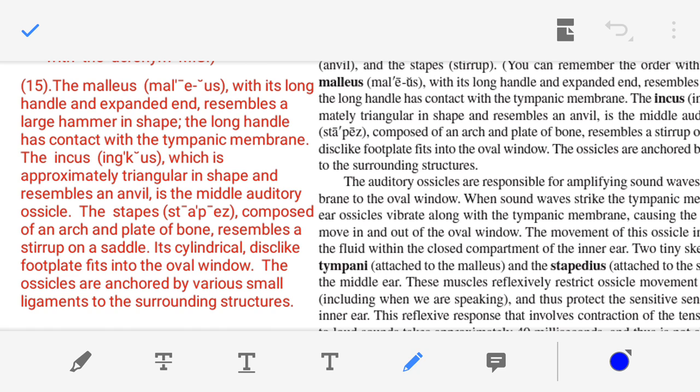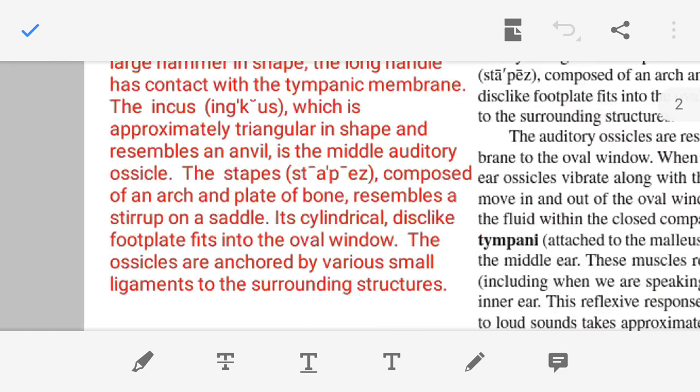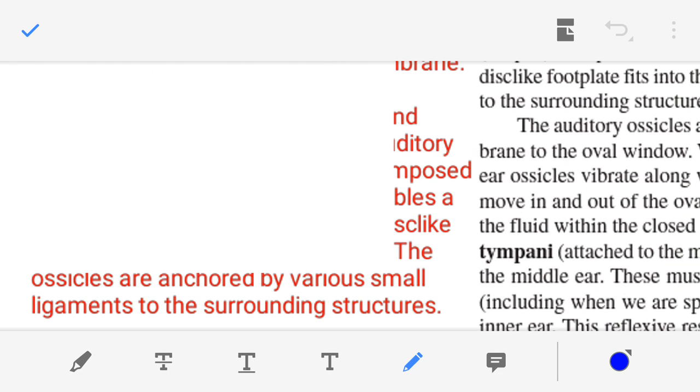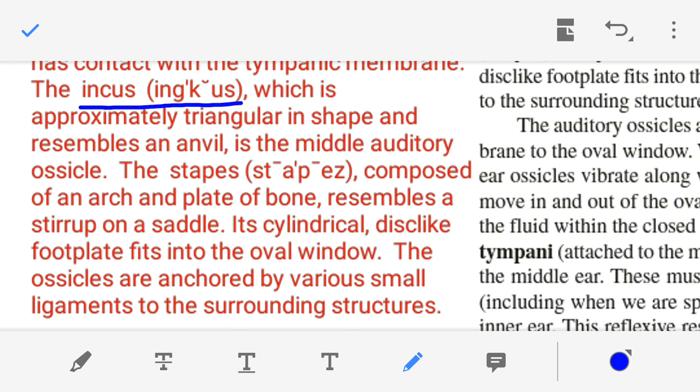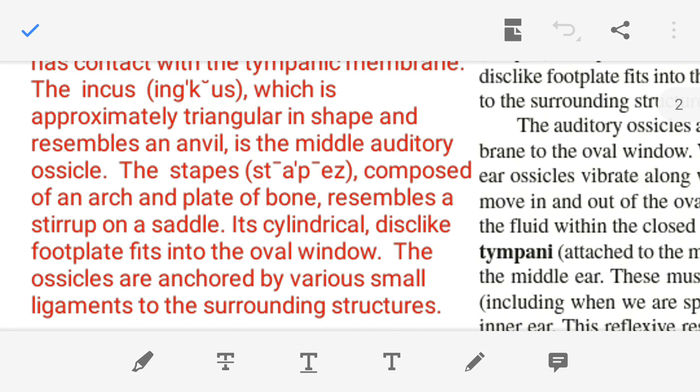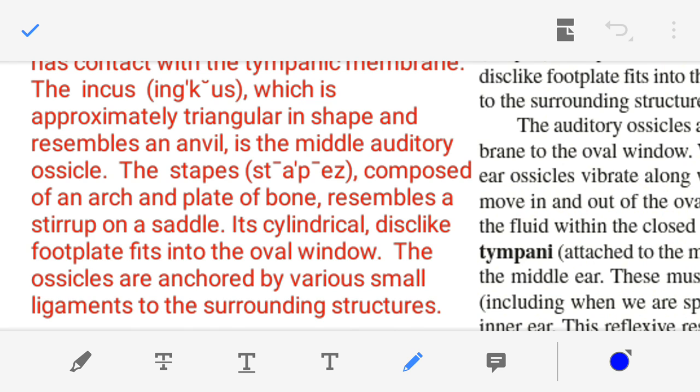Now the long handle of malleus is in contact with the tympanic membrane. So the long handle is touching the tympanic membrane. Whereas the incus is approximately triangular in shape, and the incus resembles an anvil.